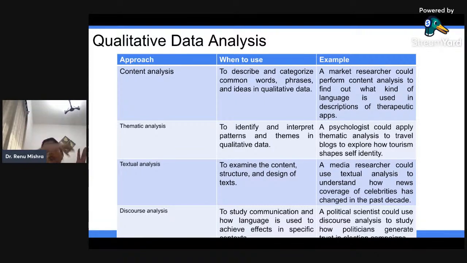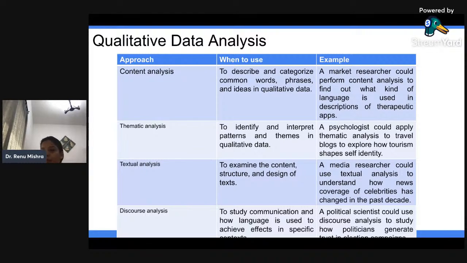That's a theme. That's basically a pattern, that if people travel more and more, that will positively impact their confidence. They become self-independent. That's another pattern. This is the way you identify the themes which are commonly coming out. Textual analysis is probably where you are finding any particular design or particular structure.